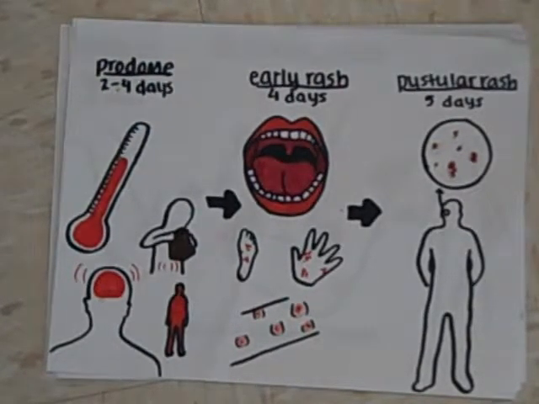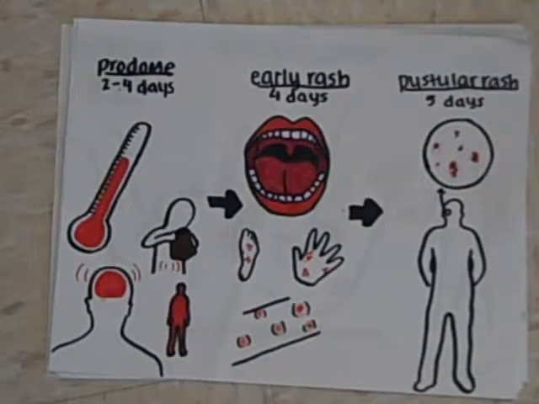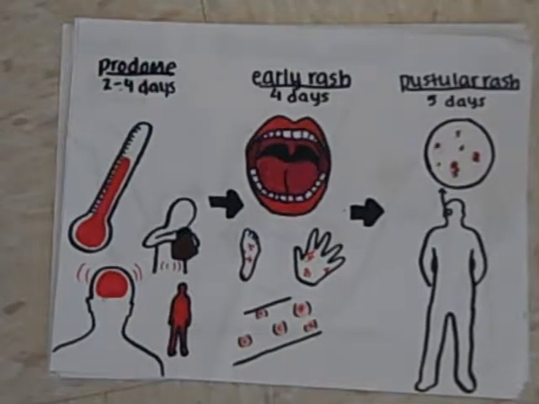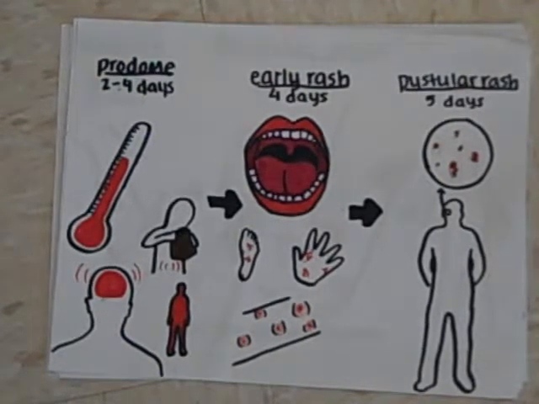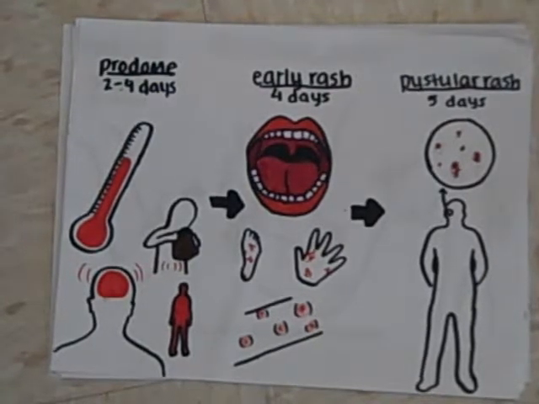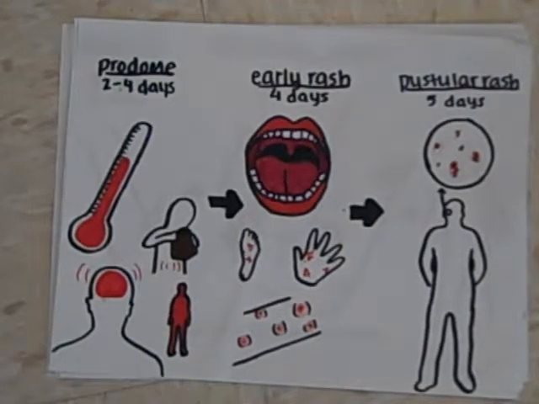In the next phase, patients are most contagious. Small sores initially appear on the tongue and in the mouth, breaking down and spreading the virus throughout the mouth and throat. Early rash then appears, first on the face, followed by the arms and legs, and finally followed by hands and feet. The rash spreads throughout the body within 24 hours, by which time the fever falls.